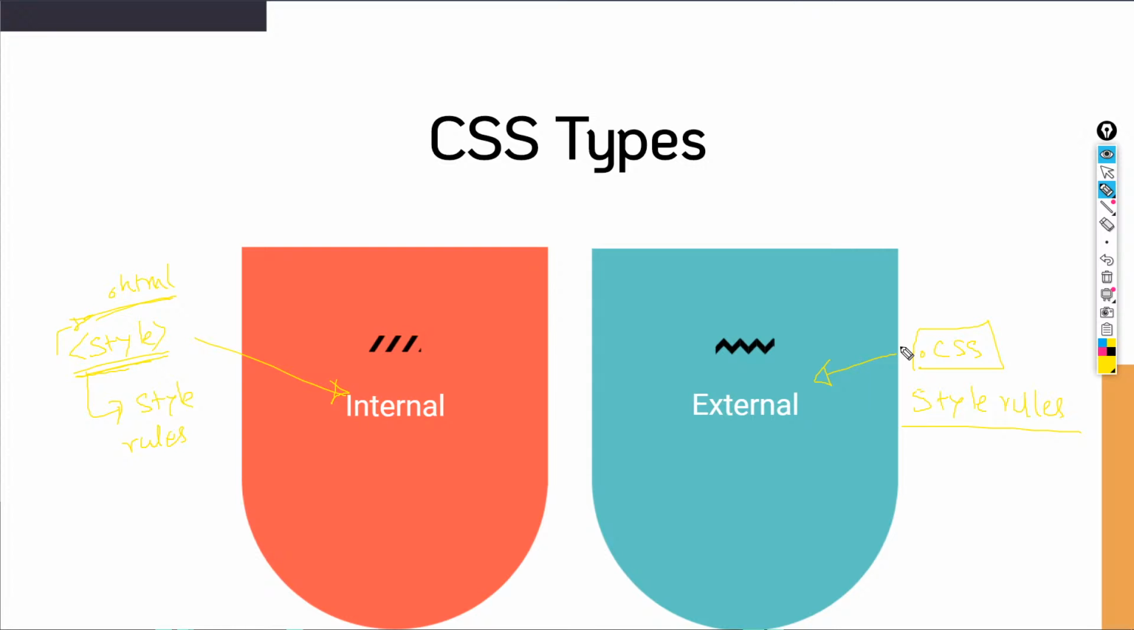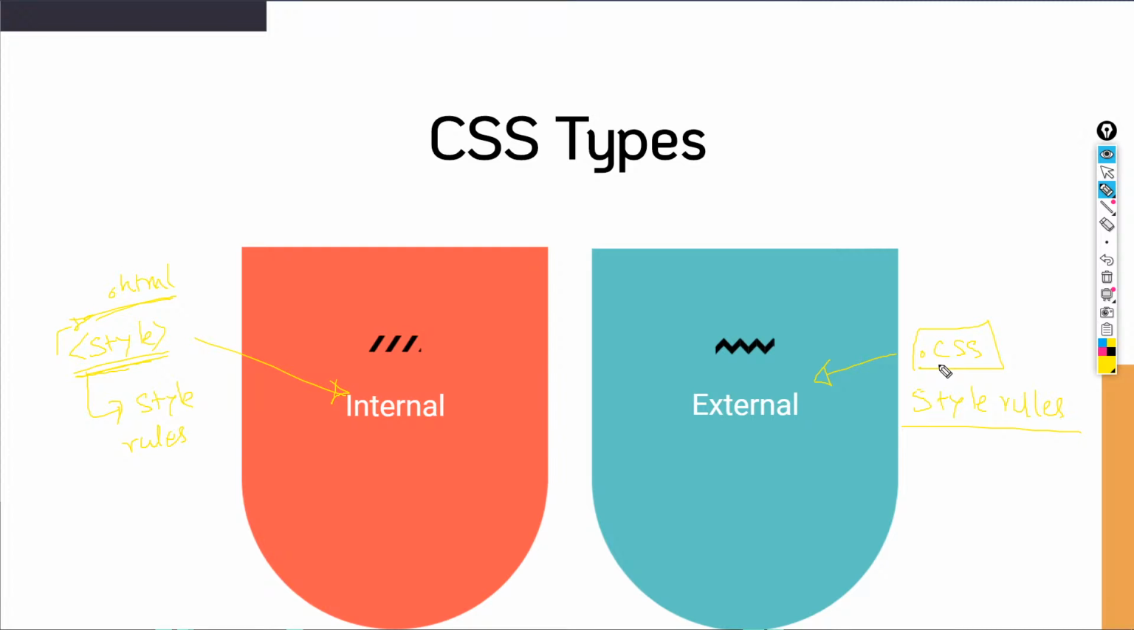So there are two types of CSS. One is internal CSS, which is present in a simple HTML page that contains a style tag, and the style tag contains the style rules inside it. And then you have external CSS, which has a .css extension and directly contains the style rules, without the style tag inside it.